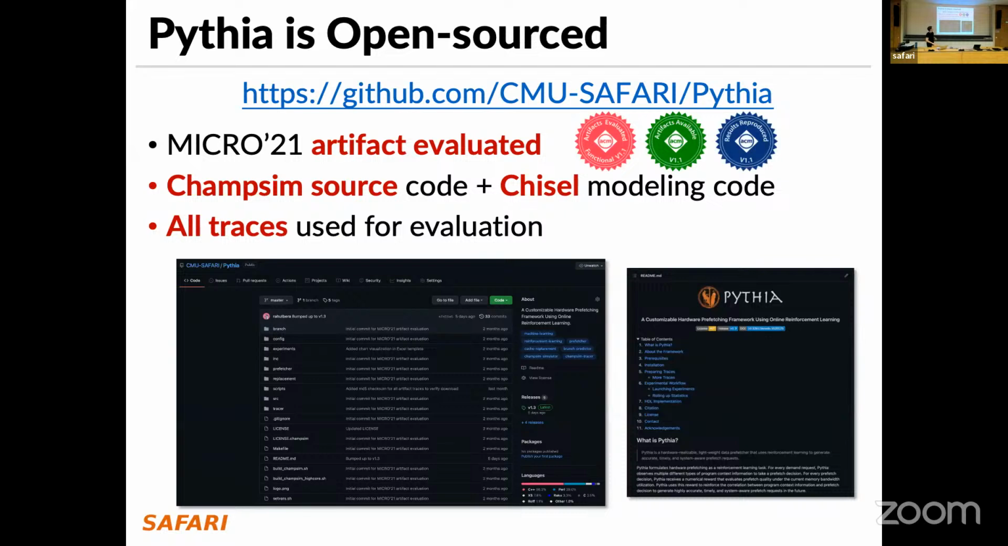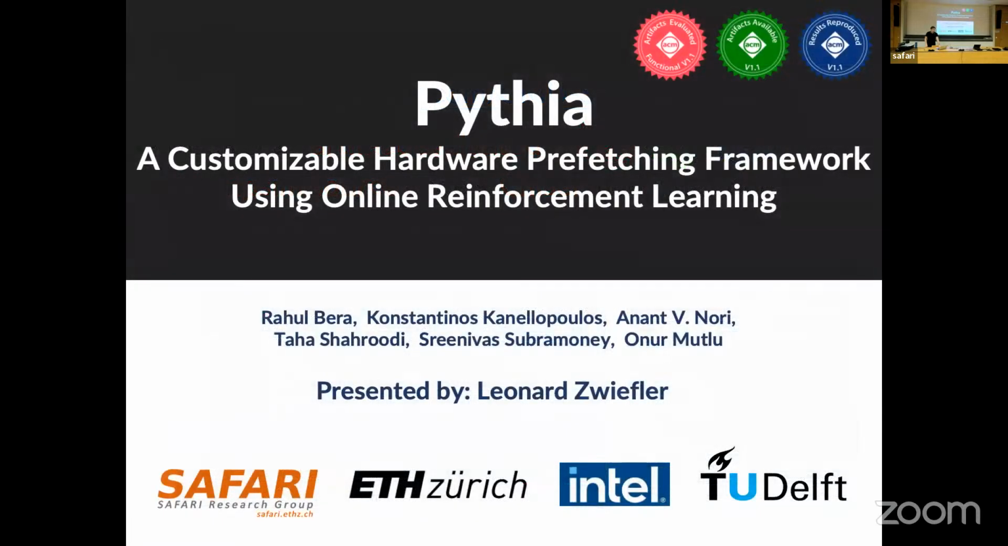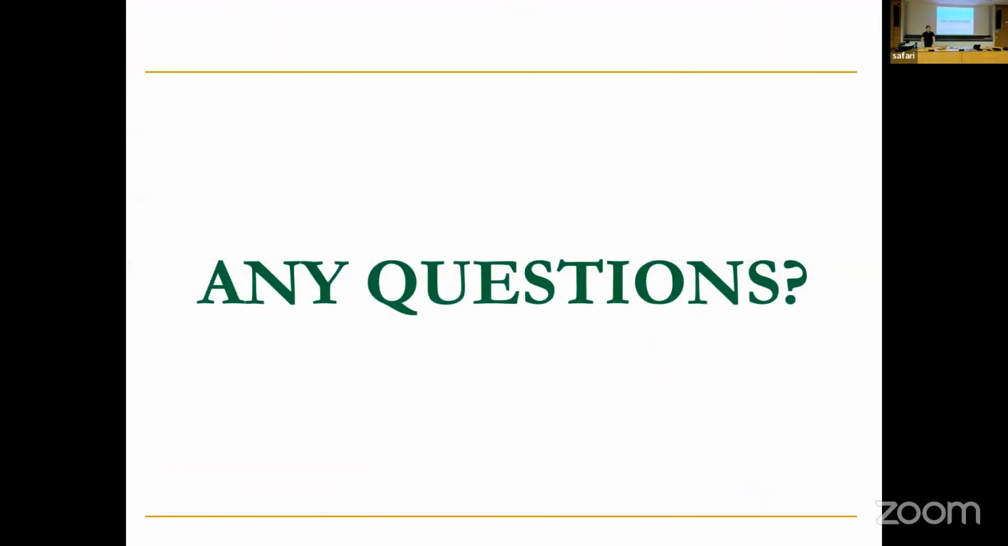Pythia is open sourced. It's artifact evaluated. All the traces are public. Traces meaning what it was tested on. Yes, that's a great thing, let's say. Yes, and that was my short presentation over Pythia. I will now also tell some strengths and weaknesses, and then we can get into the discussion. But at this point, I wanted to ask, are there any questions regarding how Pythia works, regarding reinforcement learning, prefetching?